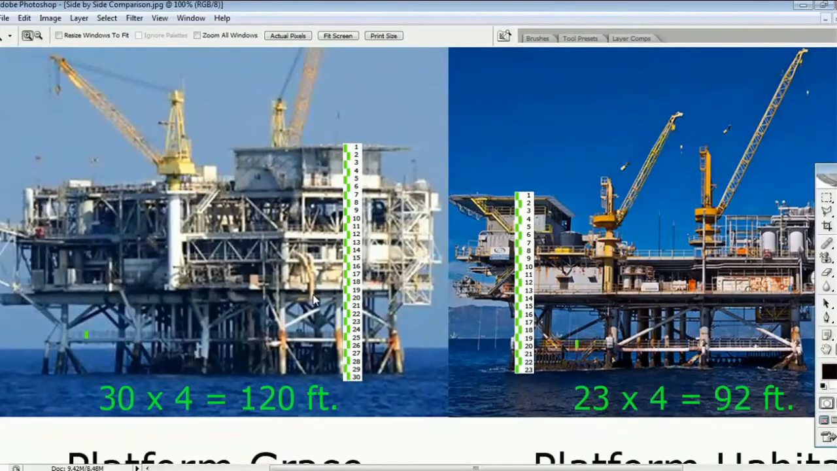So I can state with a great deal of confidence that Platform Grace has a helipad that is 120 feet tall. I don't think there's any doubt. It could be a couple of feet one way or the other, but it's very, very close to the actual height.